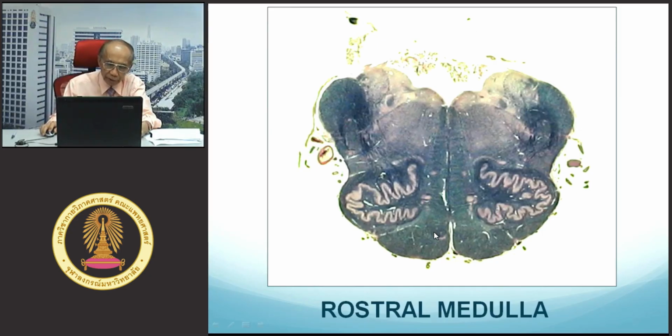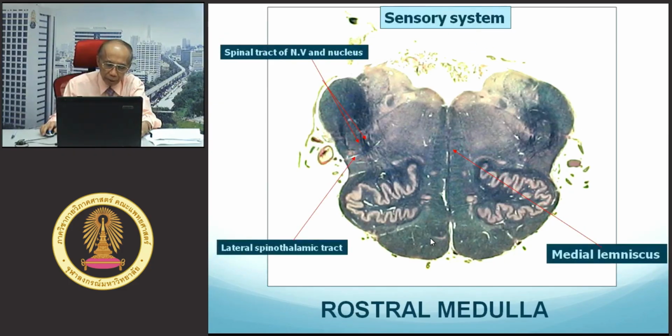First one, sensory system includes the medial lemniscus, which conveys conscious proprioception from the opposite side of the body. The spinal tract of trigeminal nerve and its nucleus, pain from the same side of the face. The lateral spinothalamic tract, pain from the opposite side of the body.